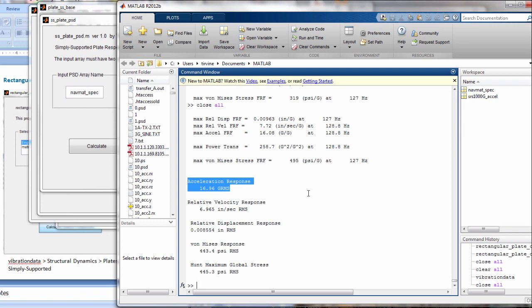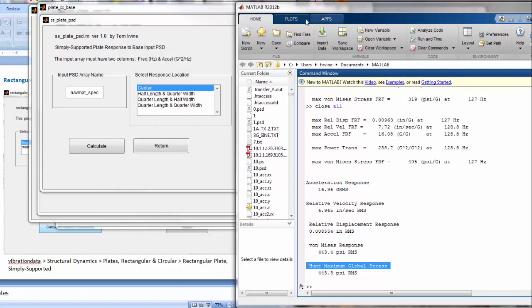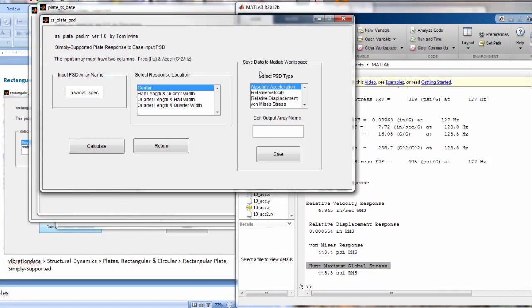And the von Mises response is 443.4 psi RMS. Now if we use our maximum global stress value from the stress velocity relationship, that is very, very close to what the von Mises stress is. So in this case, those two values are in very good agreement with one another, and that's a good sign. And again, this is a special case of a simply supported plate. This Hunt maximum global stress relationship may not work so well for other boundary conditions, and I'm still investigating that myself. So that's how to do a PSD response for that plate.